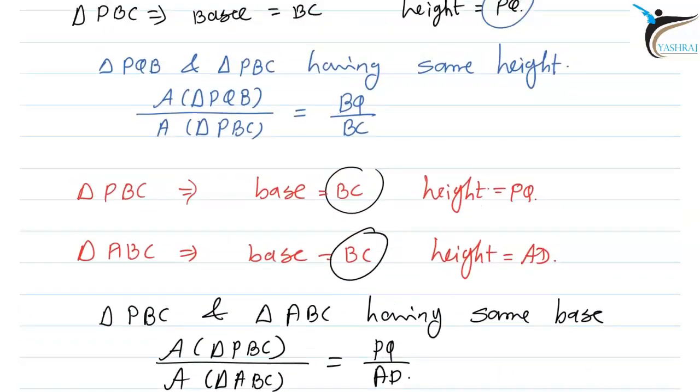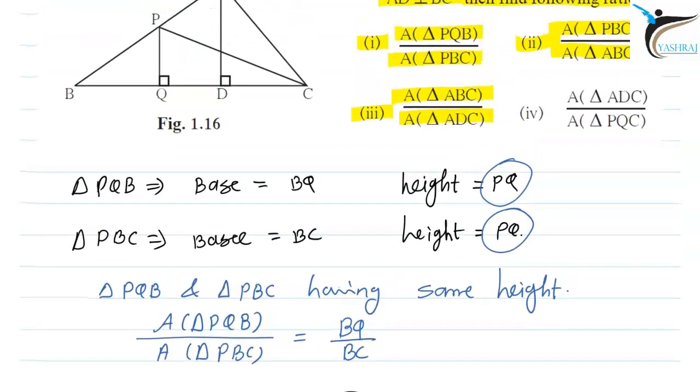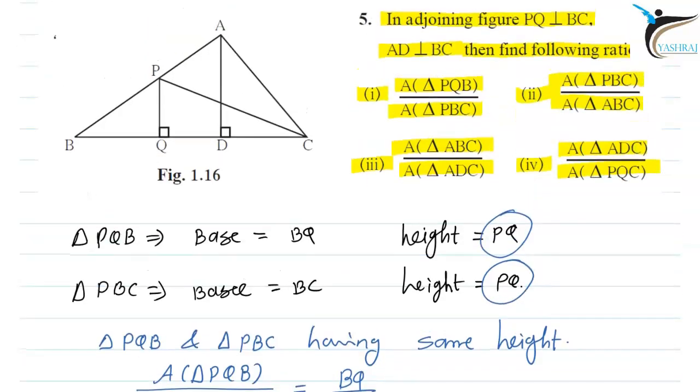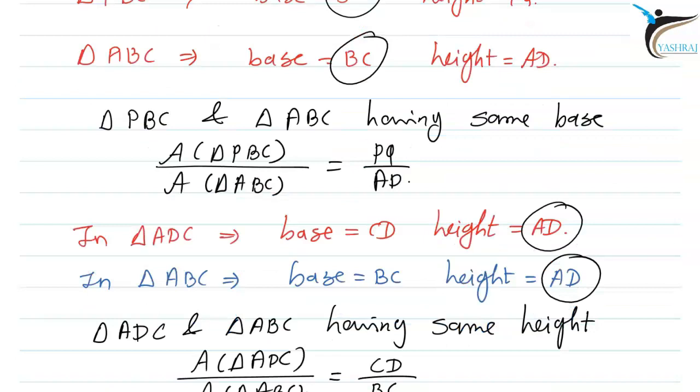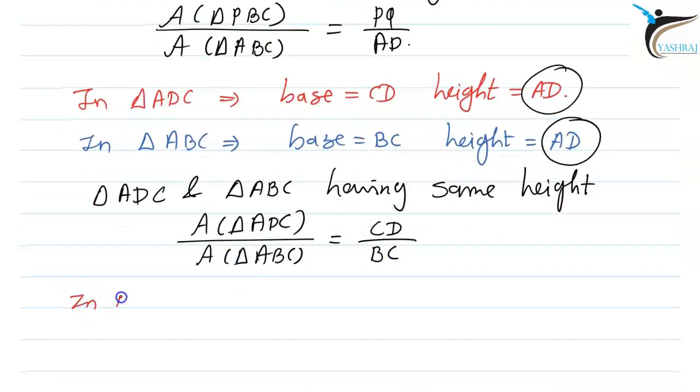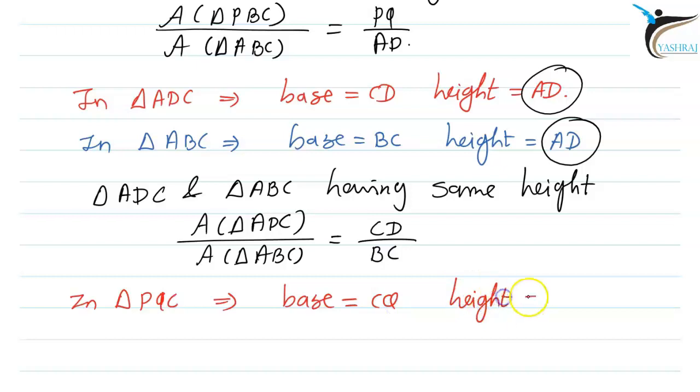Look at the next sub question now. We have sub question 4. Find the ratio of the area of triangle ADC and triangle PQC. As per the third sub question, we already have the base and height of triangle ADC. Now what about PQC? Look at the triangle PQC. PQ is the perpendicular drawn on CQ. So CQ is the base and PQ itself is the height. So in triangle PQC, the base becomes CQ and the height of the triangle becomes PQ.